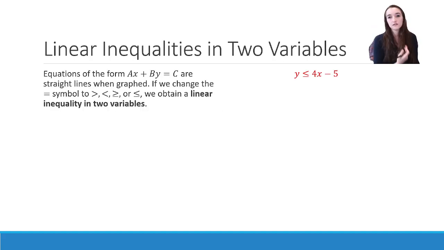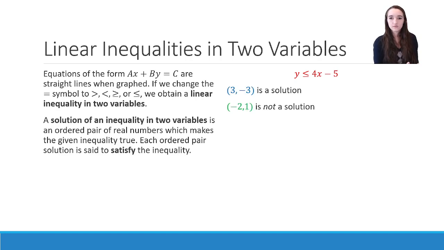So to begin, a linear inequality in two variables. The equations of the form ax plus by equals c are straight lines when graphed. If we change the equal symbol to a greater than, less than, greater than or equal to, or less than or equal to, we obtain a linear inequality in two variables. So for example, y is less than or equal to 4x minus 5 instead of y equals 4x minus 5. So in this case, we would say a solution of an inequality in two variables is an ordered pair of real numbers, which makes the given inequality true. Each ordered pair solution is said to satisfy the inequality.